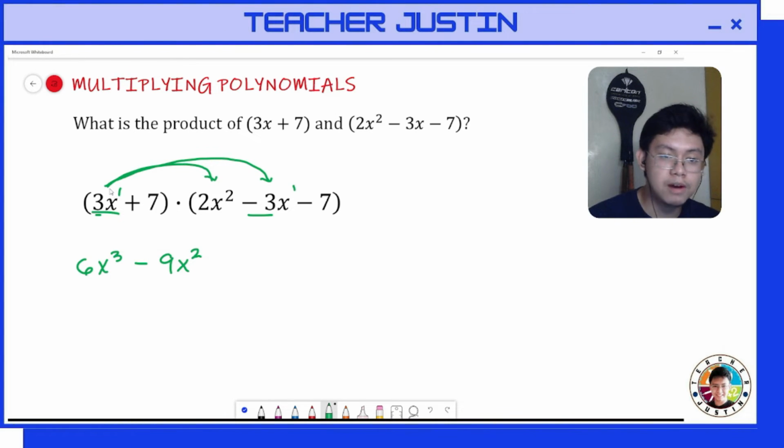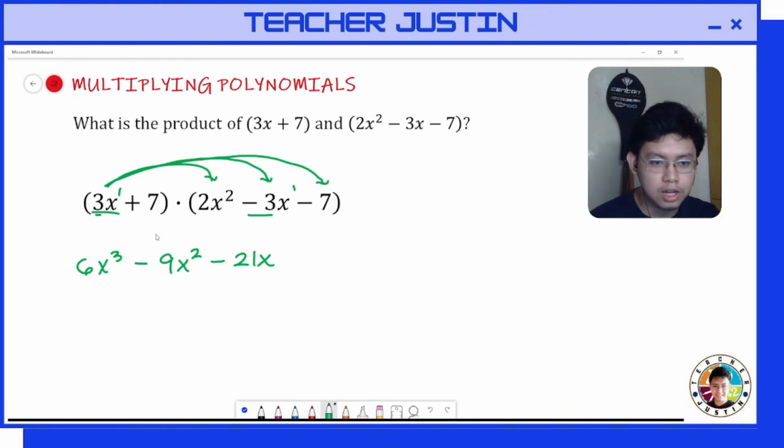Next, let's proceed to our first term and third term of our second group. So 3x times negative 7. So 3 times negative 7 is negative 21. And then we will just copy the variable x. Okay, now we're done with our first term.